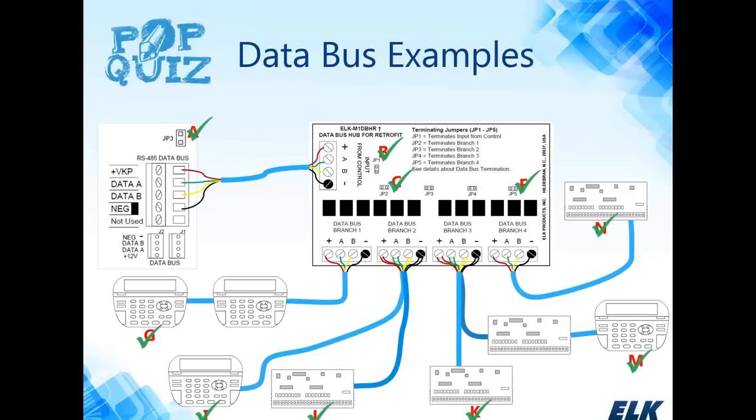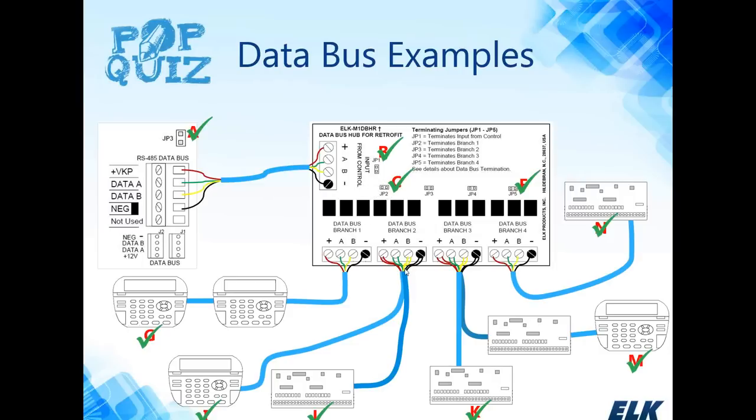All right, let's review your answers here. First, A is terminated because it is a single home run going to the retrofit hub. B is terminated because, once again, this is the only run between the two. So this engages a 120 ohm between the retrofit hub and the M1. We'll look at branch 1 here. We have a single home run daisy chaining devices together, so we terminate the last device, and we terminate the retrofit hub.